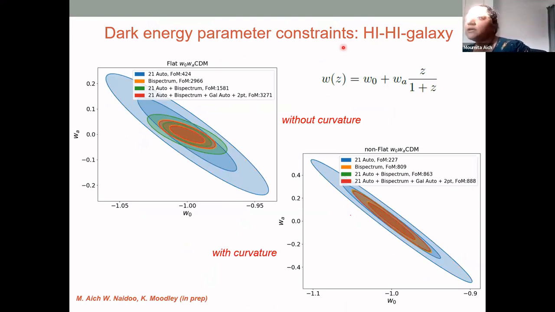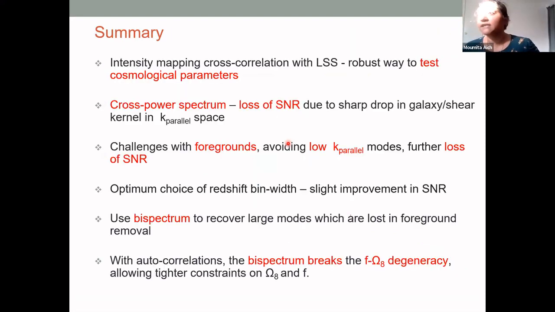And then lastly, I'm going to talk about the dark energy parameter constraints. So you have W0 and WA. These are the dark energy parameters. This is the parameterization equation which we are using. If you take flat W0, WA CDM, these are the constraints which you get on WA and W0. And you can see that, again, the red contours are doing quite well compared to just the 21 centimeter auto power spectrum. This one is without the curvature term, and this is if you consider curvature. So you have a lot of different ways to constrain the dark energy parameters. I'm just showing you 2 of the methods, and then I'm going to finish here and take some questions.